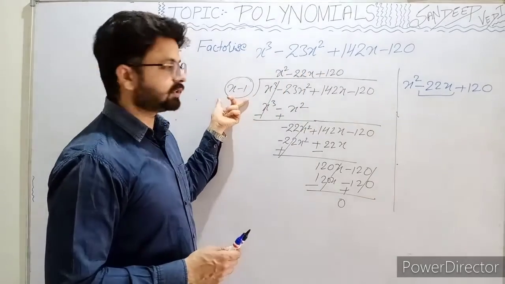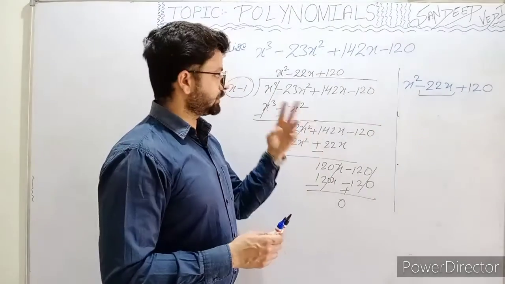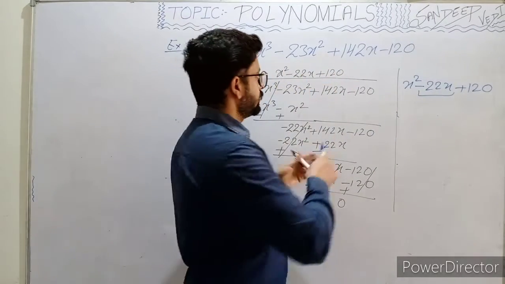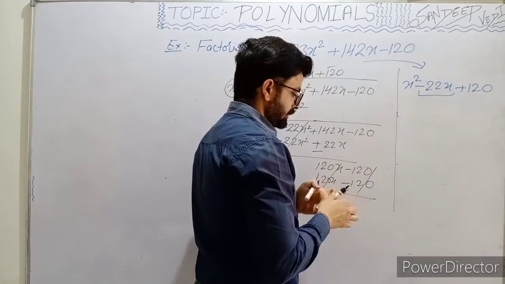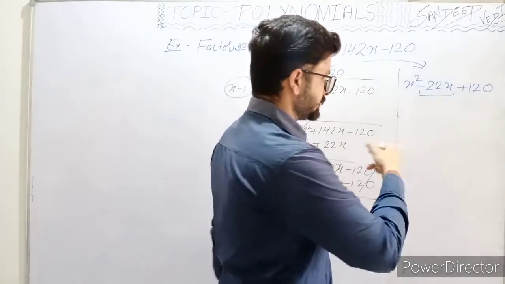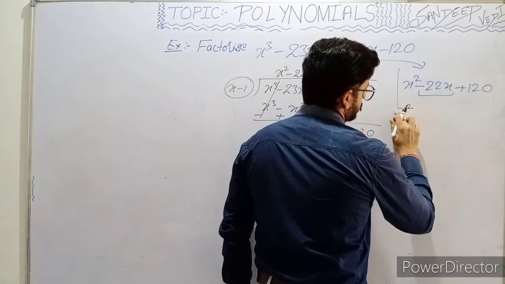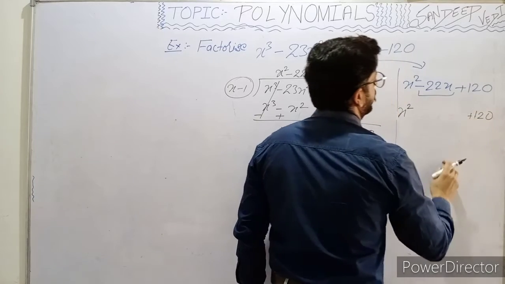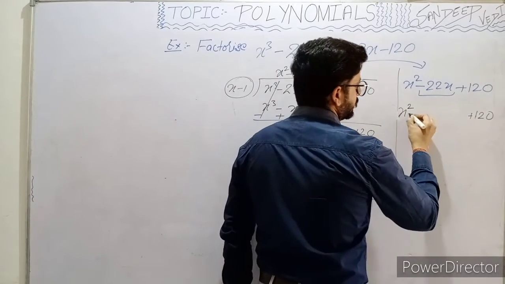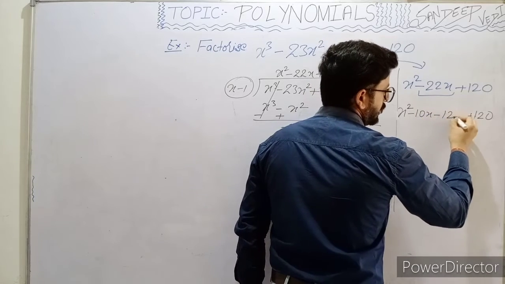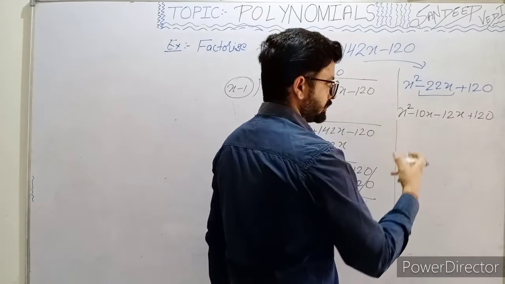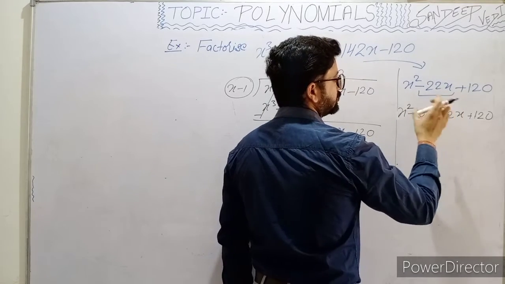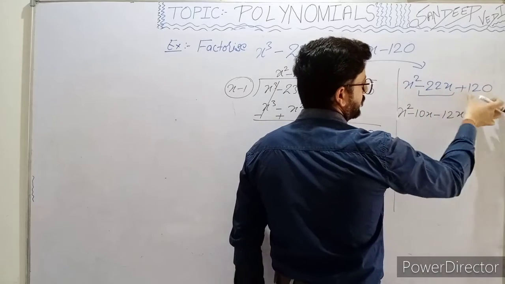Already one factor we got here, x minus 1, and another two factors we will get from this quotient. Now this quotient we will solve further by the middle term splitting method, as we have discussed. So x square minus 22x plus 120. I am dividing 22x into 10x plus 12x. If you add both the terms, you will get minus 22x, and if you multiply, then the product is of x square and 120.